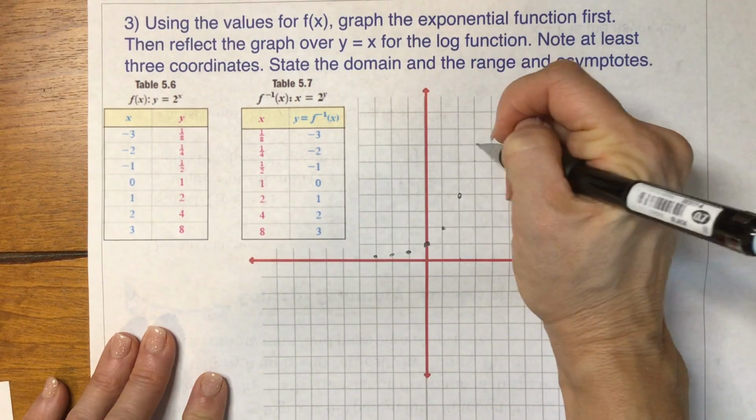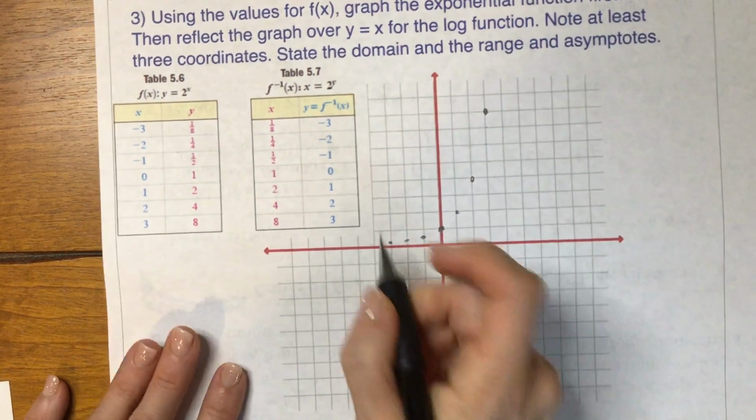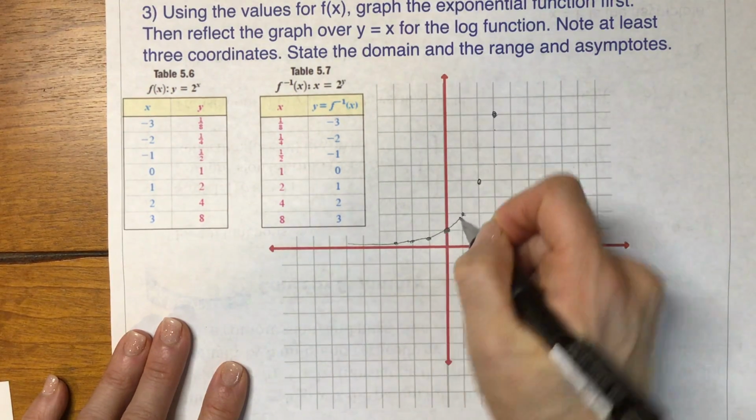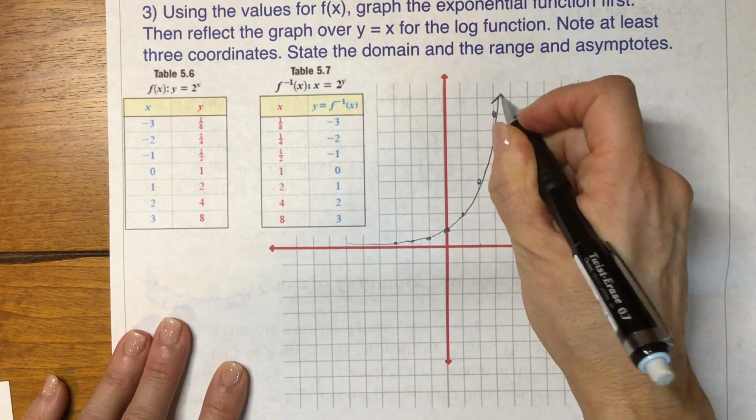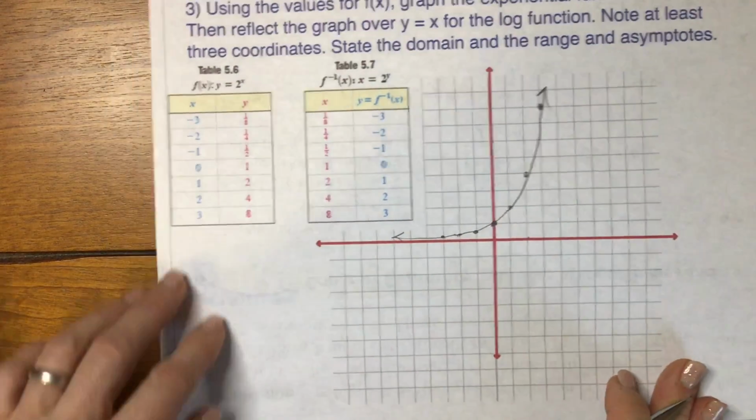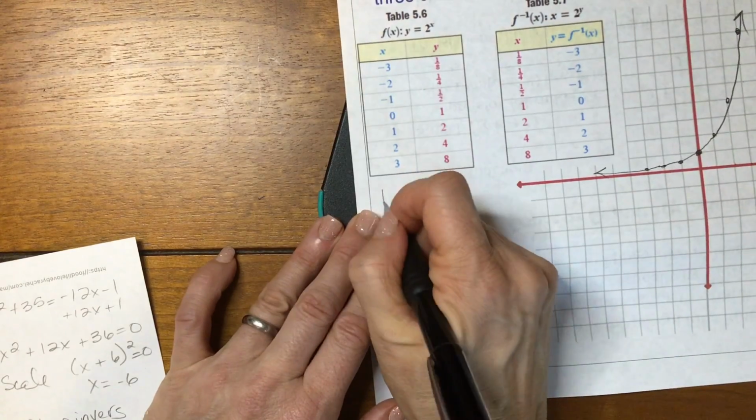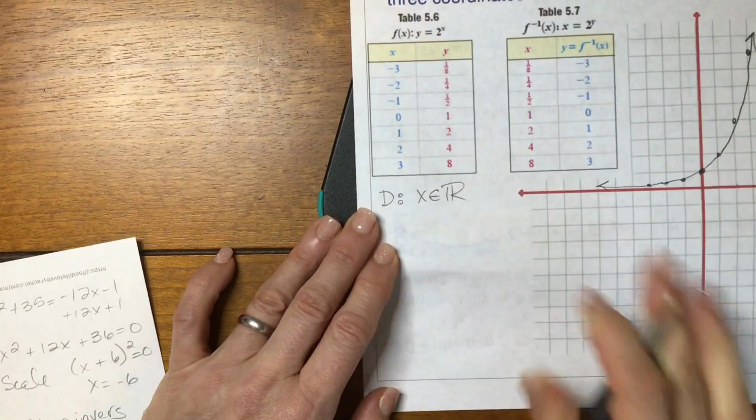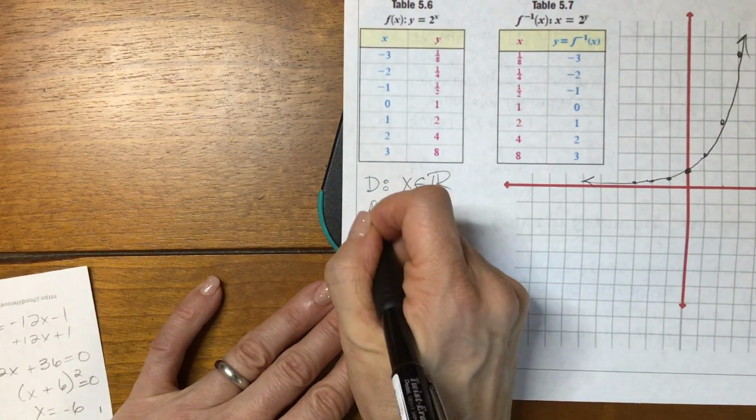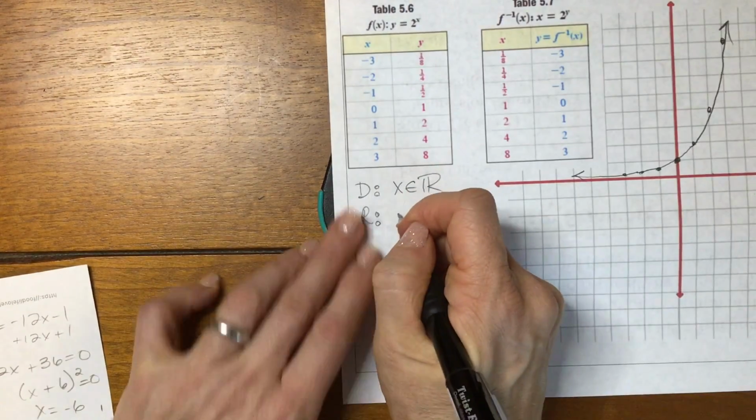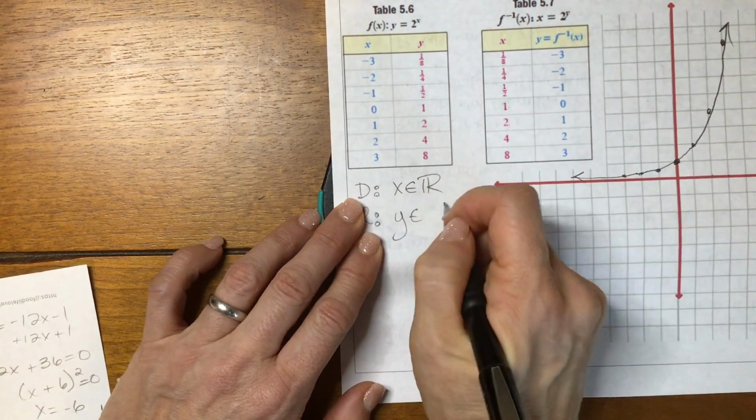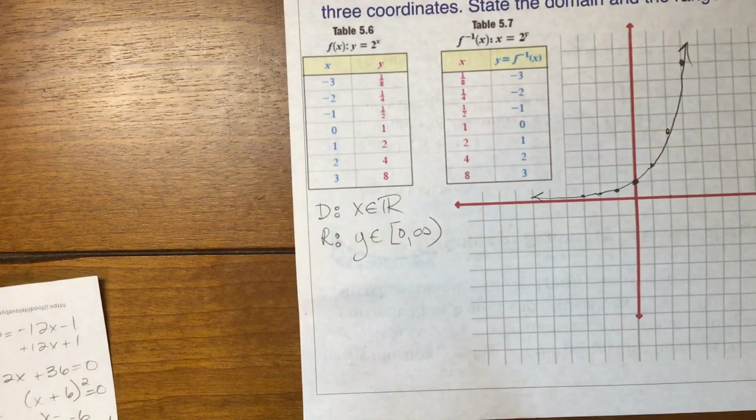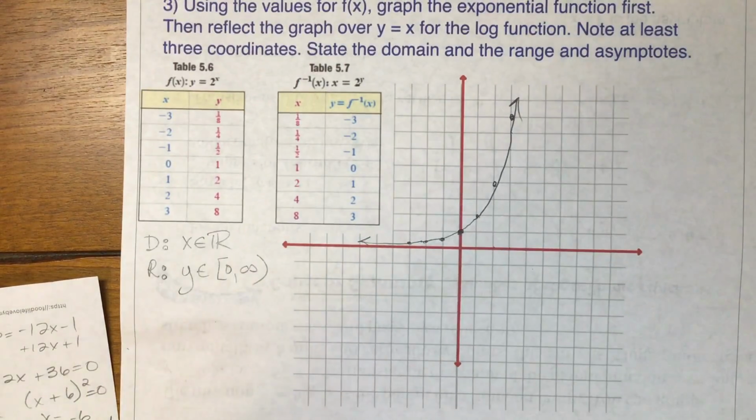And if I draw that in, I get my exponential function, where we can see my domain. X is the set of all real numbers, and my range is y is the set of 0 to infinity. So that is my exponential function.